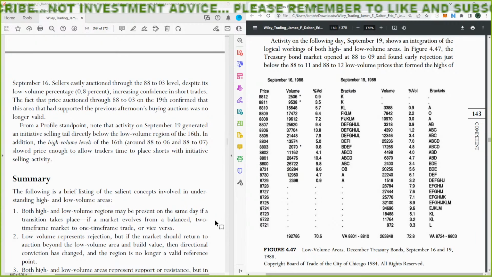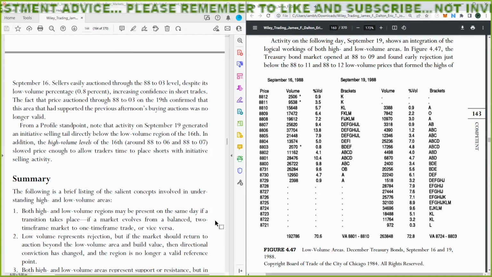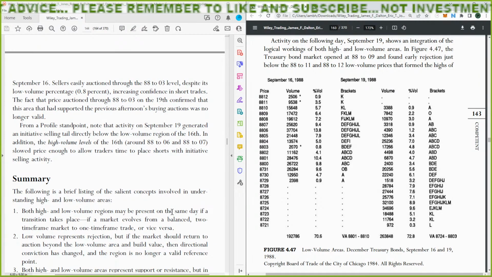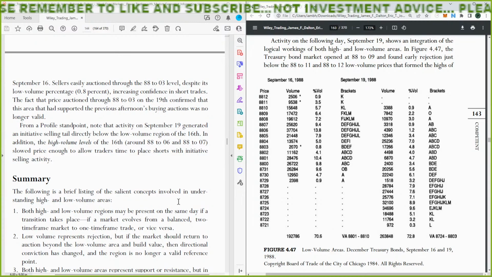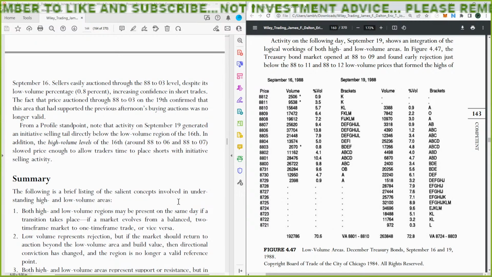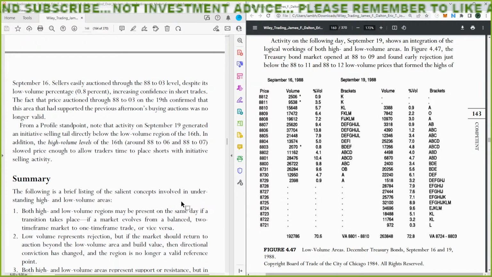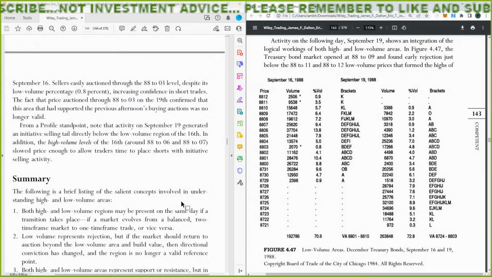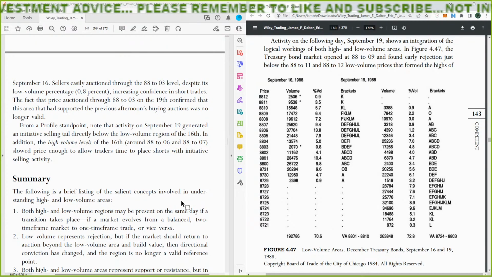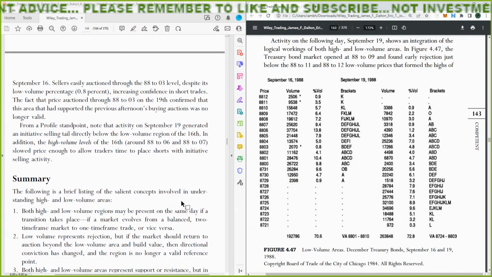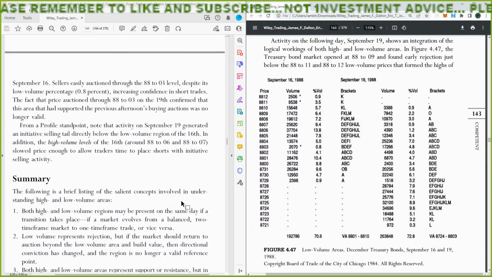Sellers easily auctioned through the 88 to 03 level despite its low volume percentage. Increasing confidence in short trades, the fact that price auctioned through 88 to 03 on the 19th confirmed that this area had supported the previous afternoon's buying auctions was no longer valid.